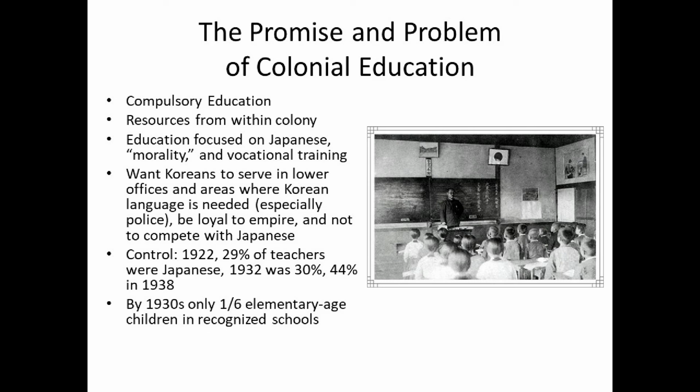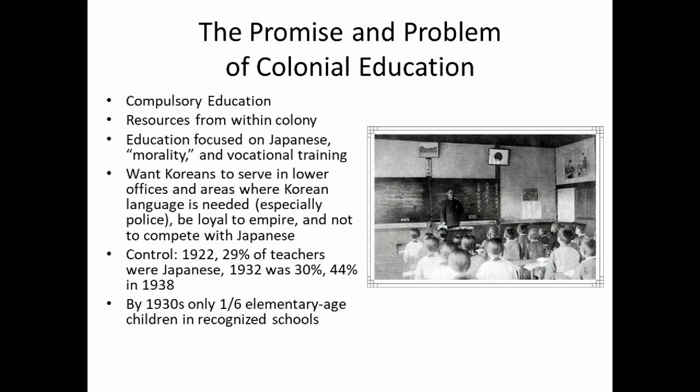And one thing I think is fascinating about this, if you compare this to the police, right? In 1922, 29% of teachers were Japanese. By 1932, it was 30%, but by 1938, it was 44%. So whereas the percentage of police will stay about the same, the percentage of Japanese school teachers will go up, while the percentage of Korean school teachers will go down, right? Because the Japanese want to control the Korean students more, and they don't trust Korean teachers.